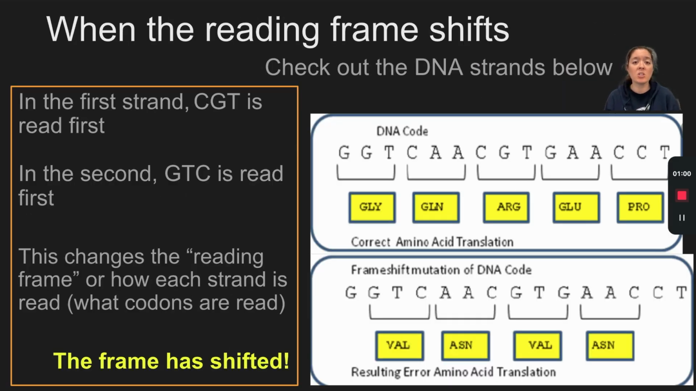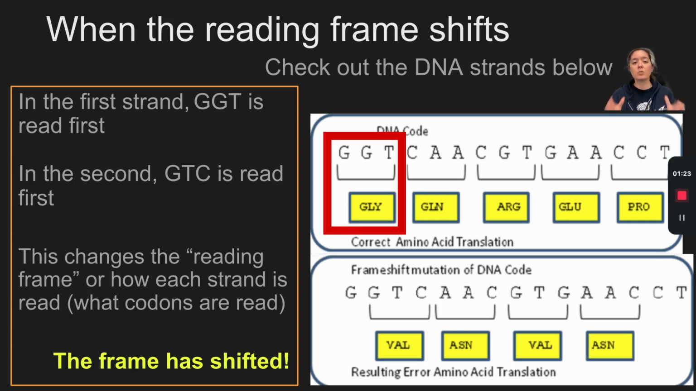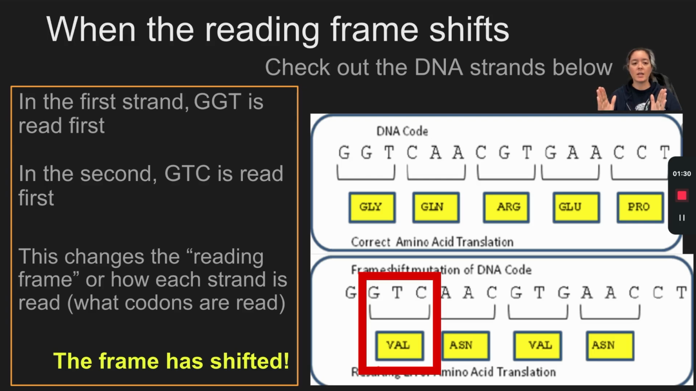Sometimes the reading frame shifts. So let's take a look at the DNA strands below. In the first strand, we have GGT as our first codon. That is the first reading frame. In the second example down below, we've shifted over 1 nucleotide. Now it reads GTC instead. That's not great, because if you look at the amino acids, they've changed. In the top example with GGT, that codes for glycine, and then the next one and the next one, they all have different amino acids.